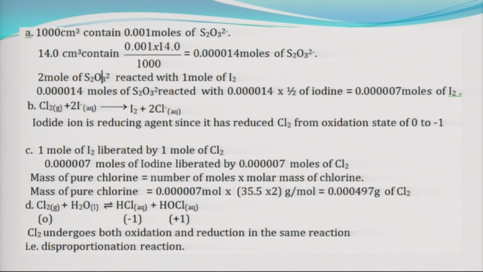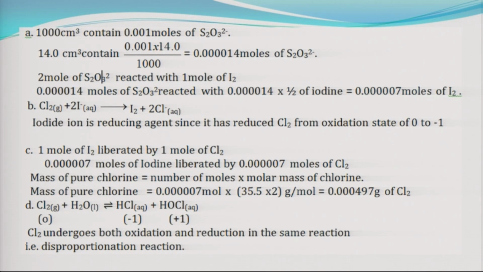We first get the number of moles. If you see part C very well, 1 mole of iodine is liberated by 1 mole of chlorine from the equation here. Then the number of moles of iodine and the number of moles of chlorine are the same. Then we say mass is equal to number of moles times molar mass. So we use the molar mass of chlorine, which is 35.5 times 2, times the number of moles of chlorine.